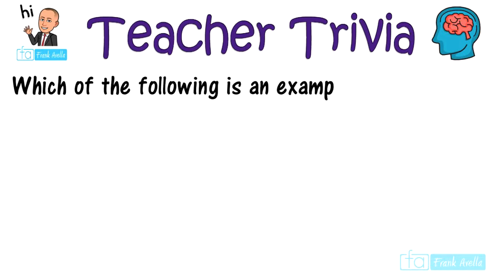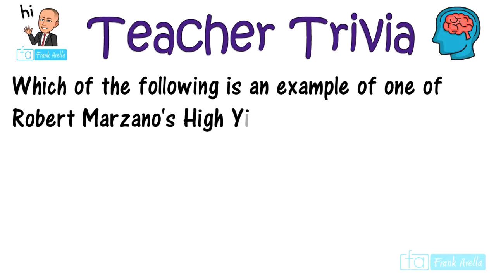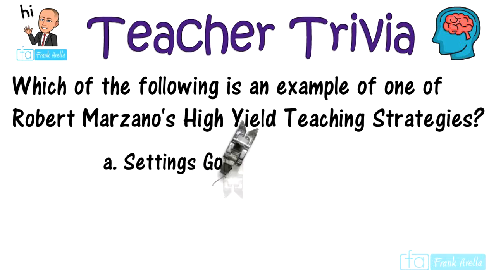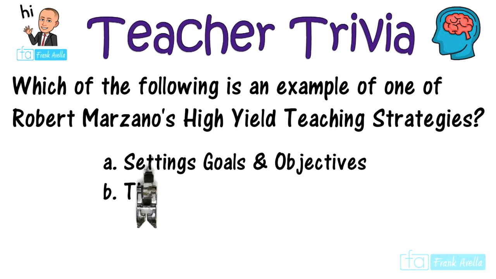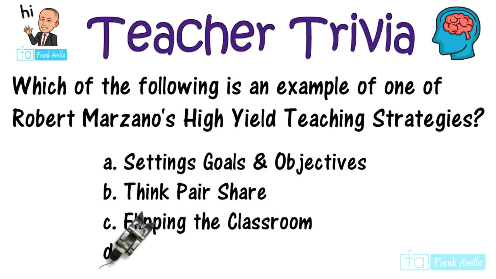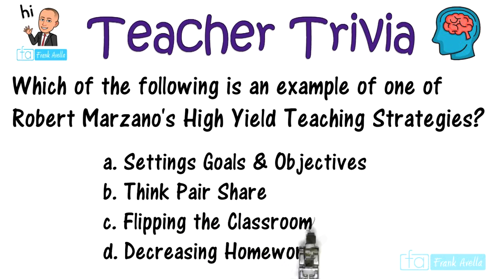Which of the following is an example of one of Robert Marzano's high-yield teaching strategies? Is it A, setting goals and objectives, B, think, pair, share, C, flipping the classroom, or D, decreasing homework?